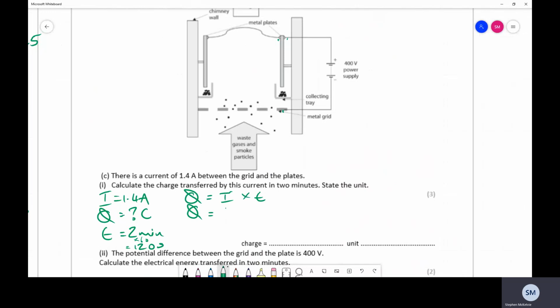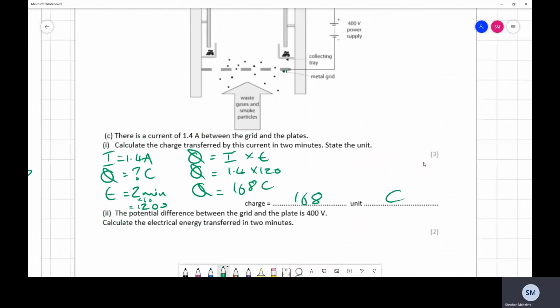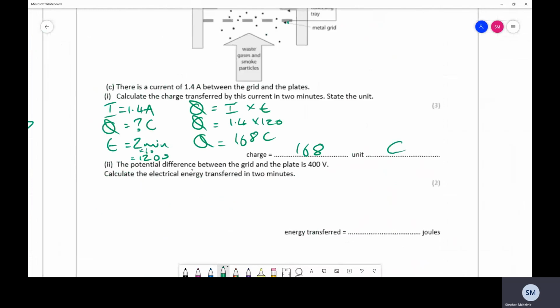Q is equal to 1.4 times 120. That gives me 168. Q is equal to 168 coulombs. I shall write it down here. Don't forget that. The potential difference between the grid and the plate is 400 volts. Calculate the electrical energy transferred in 2 minutes. Oh, it's the same. Is it E equals QV?